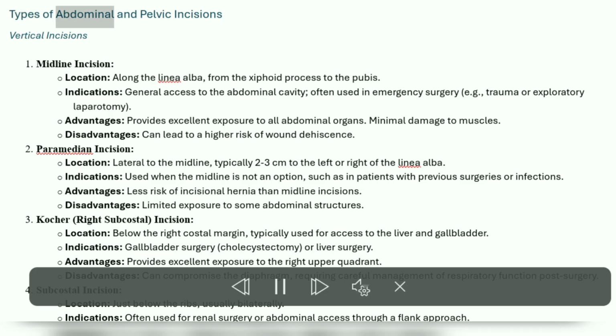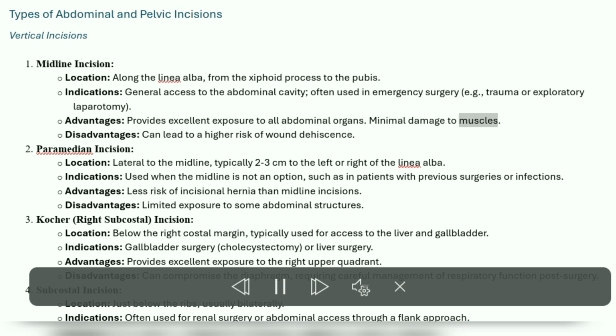Types of abdominal and pelvic incisions. Vertical incisions. Midline incision. Location, along the linea alba, from the xiphoid process to the pubis. Indications, general access to the abdominal cavity, often used in emergency surgery, e.g., trauma or exploratory laparotomy. Advantages, provides excellent exposure to all abdominal organs.